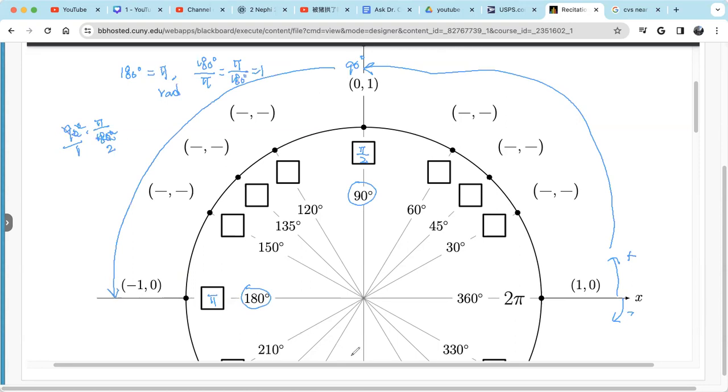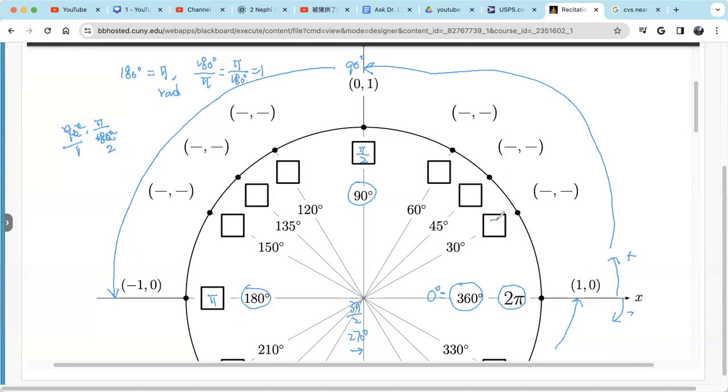If you keep going until here, that's 270 degrees, which is 3 pi over 2. Then we keep going until we come back to the positive x-axis. That's 360 degrees, which is the same as 0 degrees in degree form, and it's 2 pi, because 1 pi is 180 degrees, so 2 pi is 360 degrees. So we need to remember the correspondence of radian form with degree form.